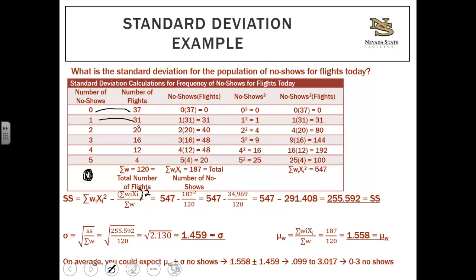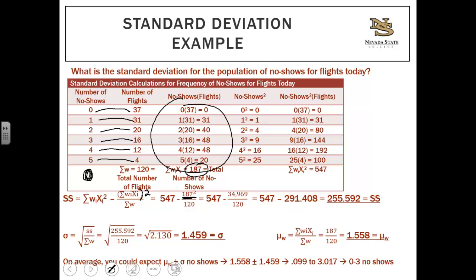1 times 31 is 31. 2 times 20 is 40. 3 times 16 is 48. 4 times 12 is 48. 5 times 4 is 20. Add those together. There's 187 total number of no-shows, and you see that here.